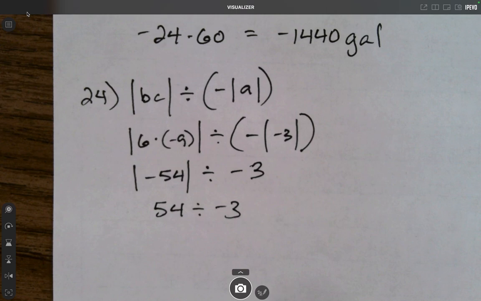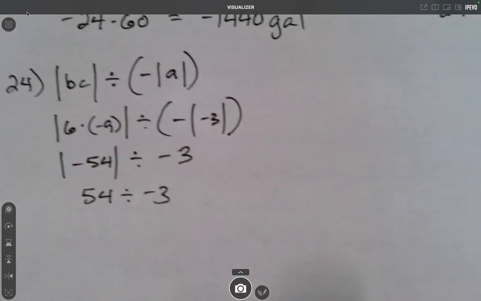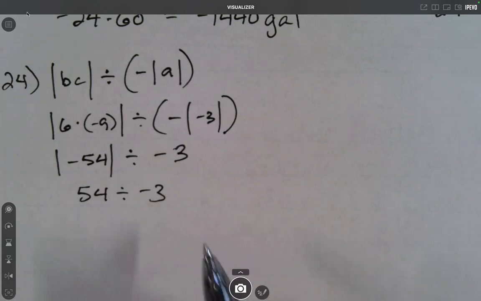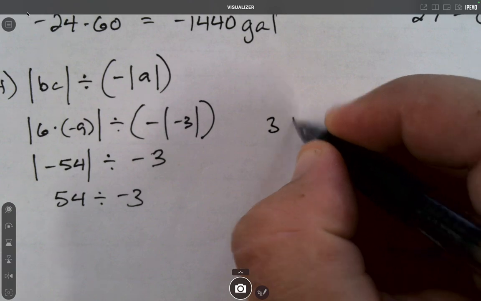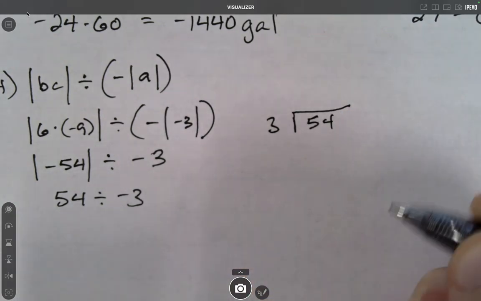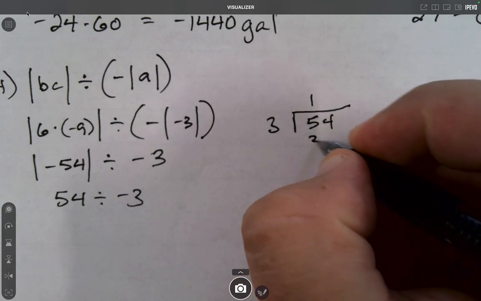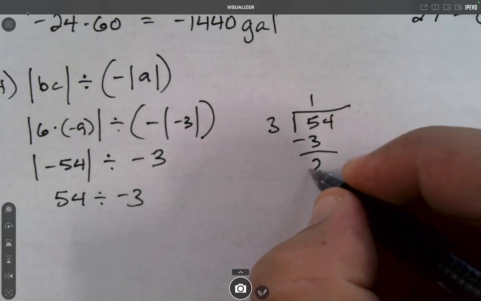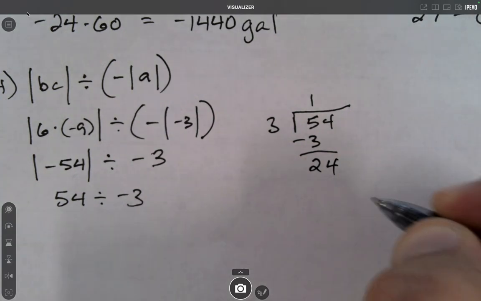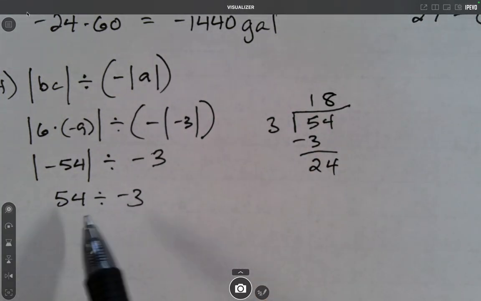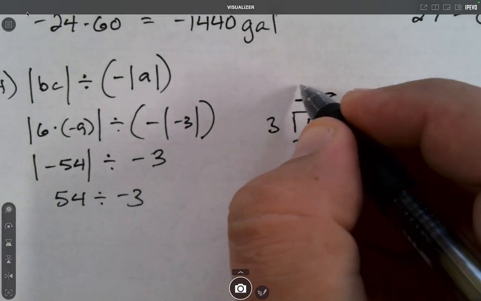And then we're left with division. So 54 divided by negative 3. So I know my answer is going to be negative because I have different signs and I'm dividing. So 3 going into 54. 3 goes into 5 one time. 1 times 3 is 3. 5 minus 3 is 2. Bring down the 4. 3 goes into 24 8 times. And again, because the signs are different, the answer will be negative 18.